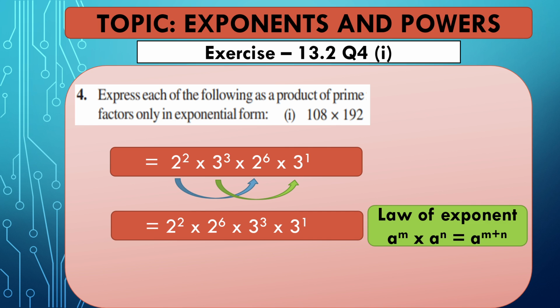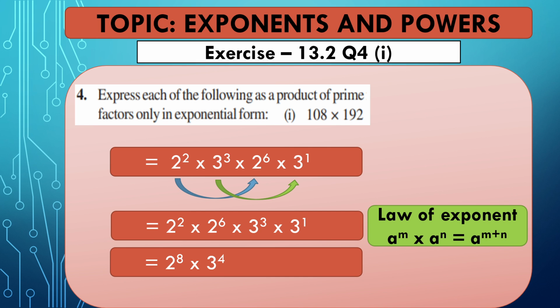Now we can apply the law of exponents here. In the previous class, I told you what the laws are. A power m into a power n is equal to a power m plus n. When we multiply exponential numbers with similar bases and different powers, we should add the powers. So first take 2 power 2 into 2 power 6 and apply the law. You will get 2 to the power of 2 plus 6, which is 8. 2 to the power of 8.